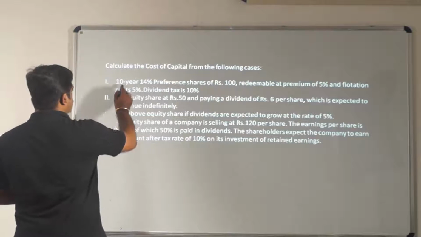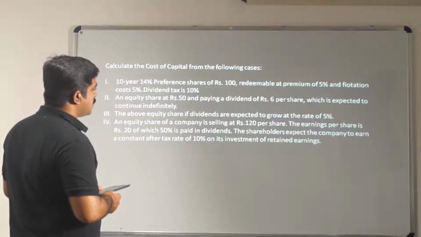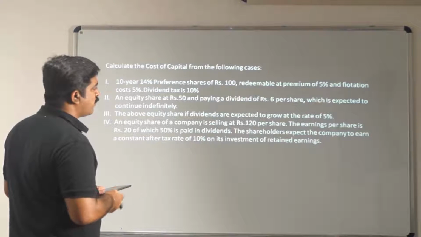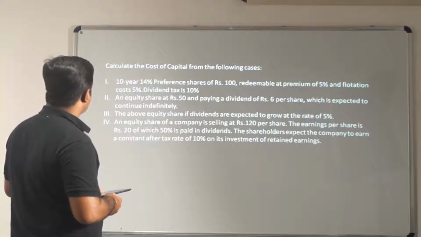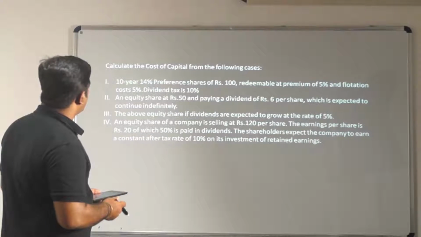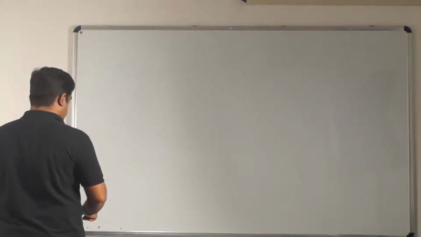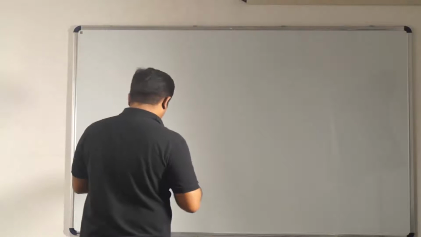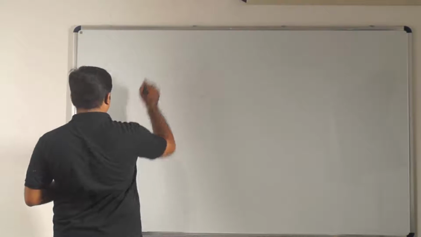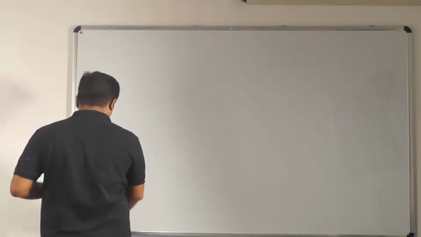The first one is we have 10-year 14% preference shares of rupees 100, redeemable at a premium of 5%, and flotation cost is 5%, dividend tax is 10%. We have to find out what is the cost of preference shares. Okay, so let me just select it. The first one is we have to find out the cost of preference shares. Let me select my pen.